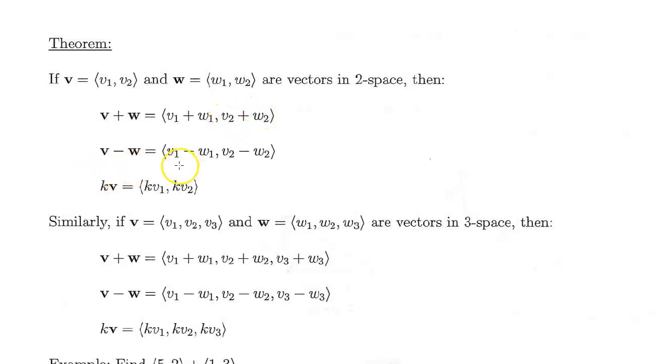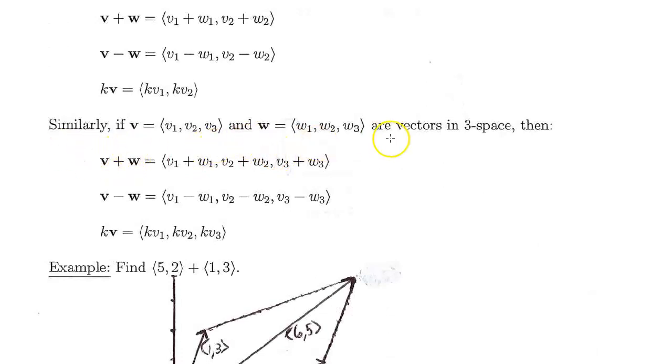And v minus w is defined similarly: ⟨v1 minus w1, v2 minus w2⟩. And kv is just ⟨kv1, kv2⟩. So if you want to do scalar multiplication, where you do a scalar times a vector, you can just put that scalar within each of the components. And you get the exact same thing in 3-space. If you want to do v plus w, just add up the coordinates: first coordinates, second coordinates, third coordinates. Same thing with vector subtraction and scalar multiplication.